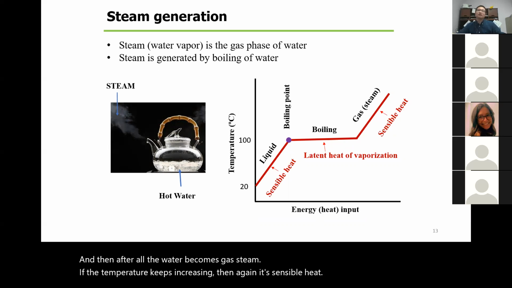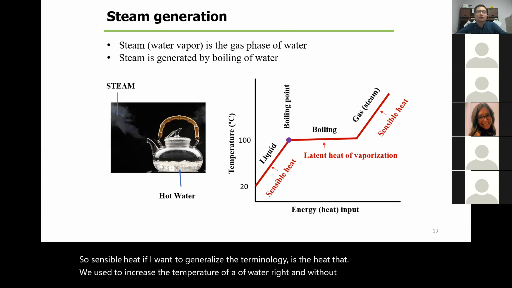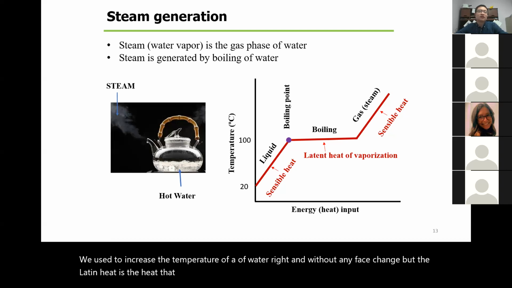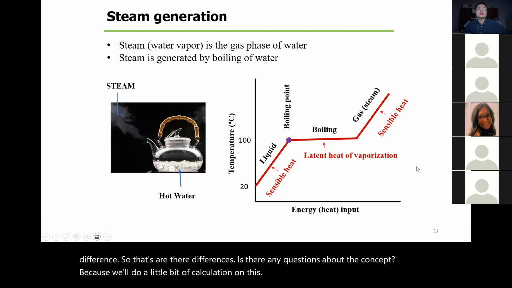So sensible heat, if I want to generalize the terminology, is the heat that we use to increase the temperature of water, right? Without any phase change. But the latent heat is the heat that we use to change the phase of water without any temperature difference. So that's their difference. Are there any questions about the concept? Because we'll do a little bit of calculation on this energy balance.